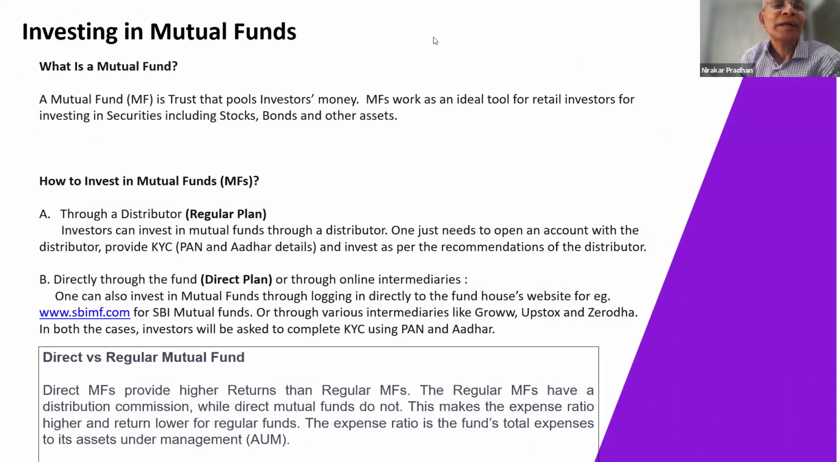What is a mutual fund? Mutual funds pool retail investors' money and invest on your behalf in stocks. There are two types of mutual funds. We call them direct plan and regular plan. What is a regular plan? You go through a distributor. And in a direct plan, you can invest directly, or you can go through some of the many advisors. Through them also you can invest directly. What is the difference? In a direct mutual fund, the return is slightly higher, because in a regular fund, the distributor charges some fees that you have to pay. Next slide.